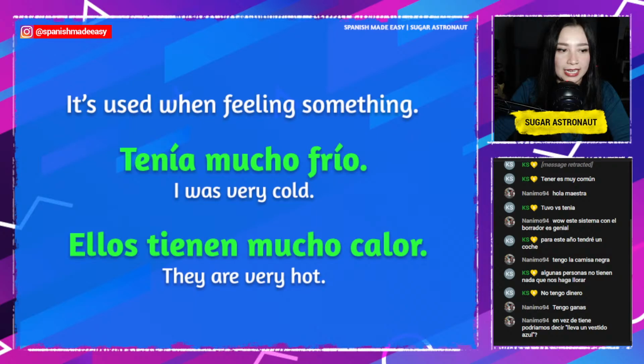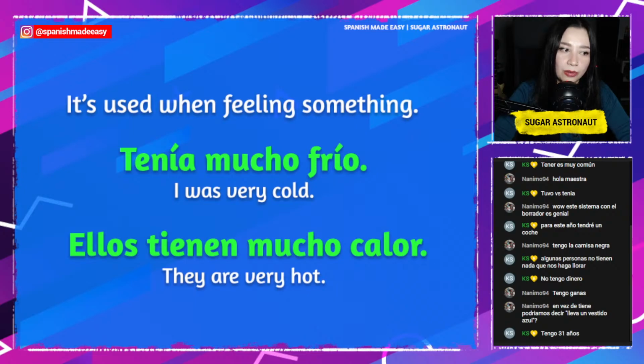The next meaning is tener is used when feeling something, okay? Specifically when you're talking about cold or hot temperatures, okay? Especially if you're feeling cold or if you're feeling warm or hot, okay? For example, tenía mucho frío. Tenía mucho frío. This means I was very cold.